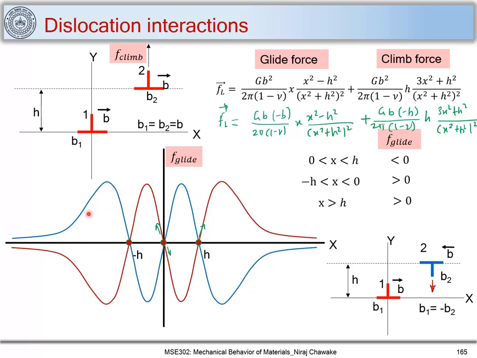So you can see that the stress field of dislocation 1 interacts with dislocation 2 and causes a glide force and climb force on dislocation 2, and thus affects its motion. We'll be looking at what the stable configurations are based on these interactions between the two dislocations, and try to explain why we get strain hardening because of these interactions, in the next part. And here I'll stop.